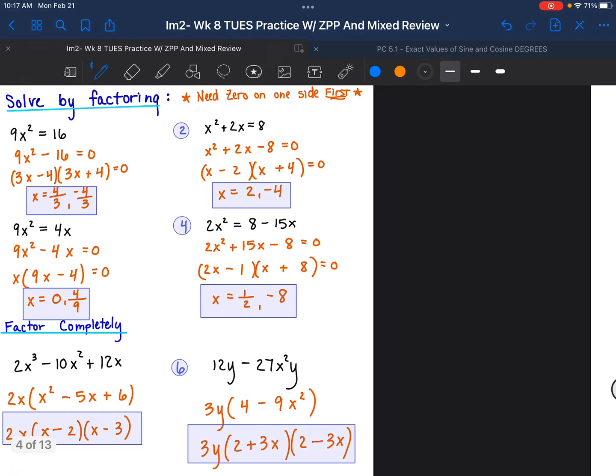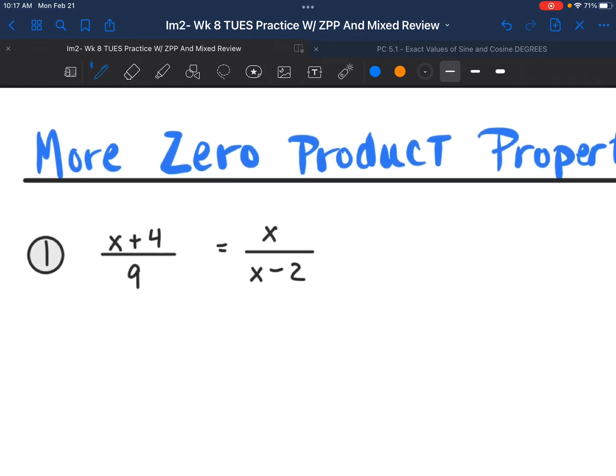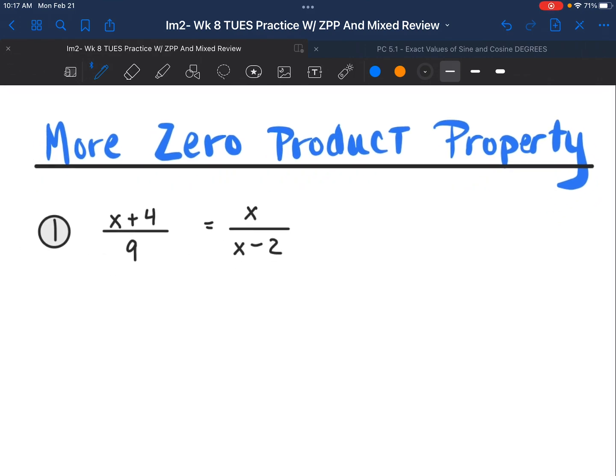So I've got 2 examples here to show you. In number 1, hopefully we see that this is a cross multiplication problem. So go ahead and copy that down. X plus 4 divided by 9 equals x divided by x minus 2. Okay. We're going to go ahead and cross multiply.